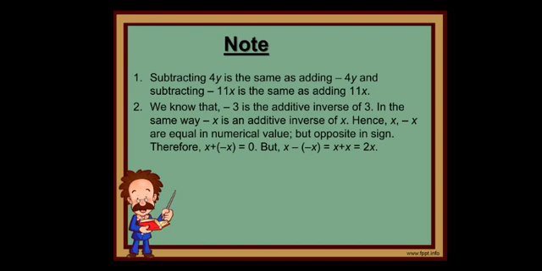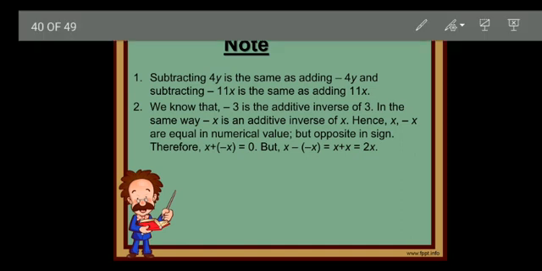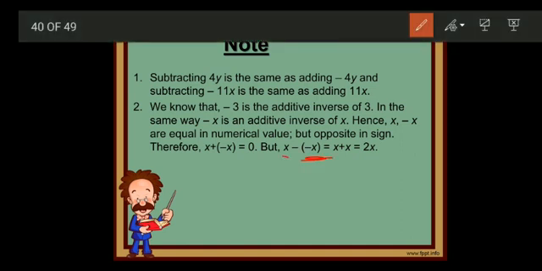So x plus minus x is 0, and x minus minus x. Here we are subtracting minus x from x. Subtracting minus x is adding the additive inverse of minus x to x. The additive inverse of minus x is plus x. So x plus x will give us 2x.